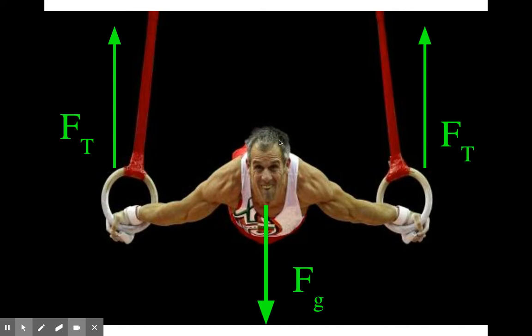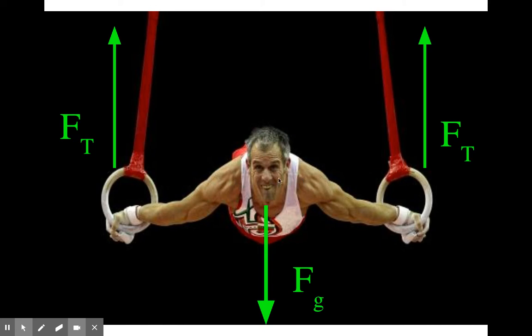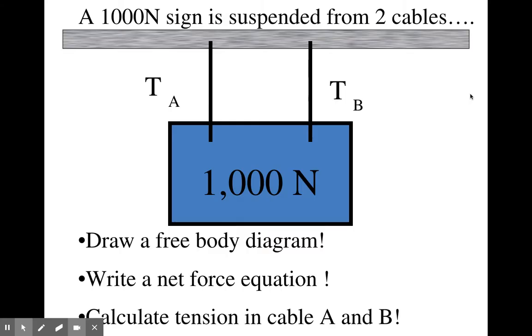The body itself, because of gravity, that's the vector pointing down. And then we have tension on each of the ropes. If we assume that both of these angles are parallel, we would assume that these tension forces are equal, but they would add up to counteract the force of gravity.